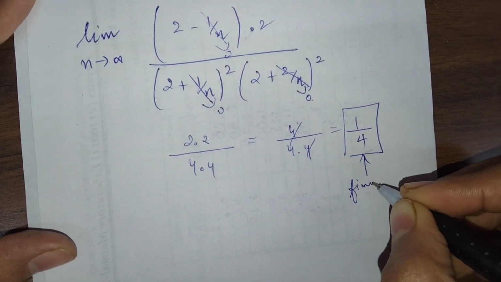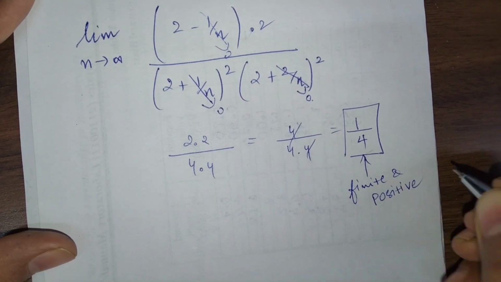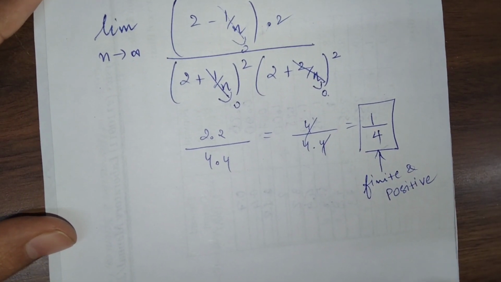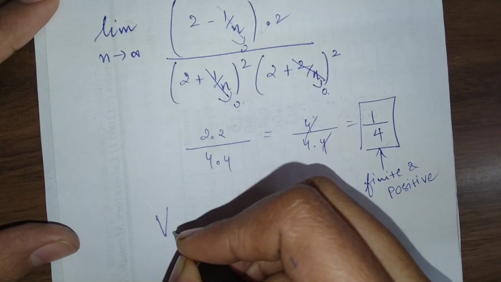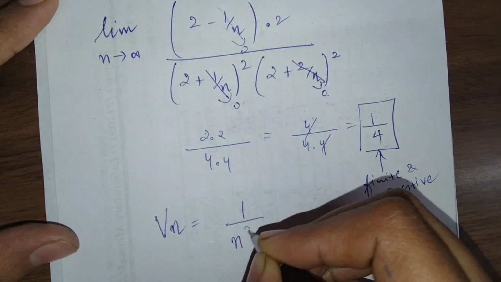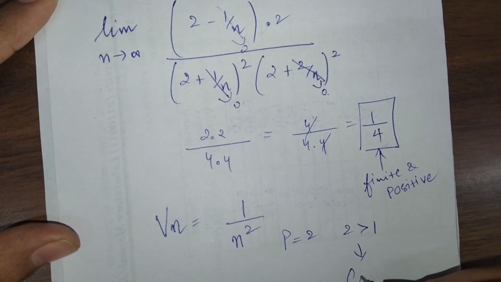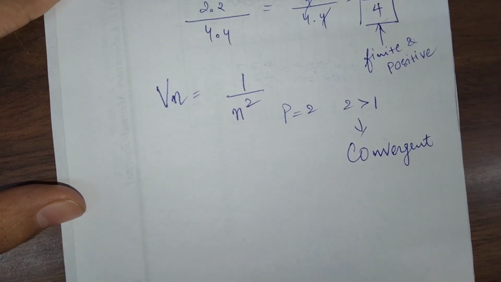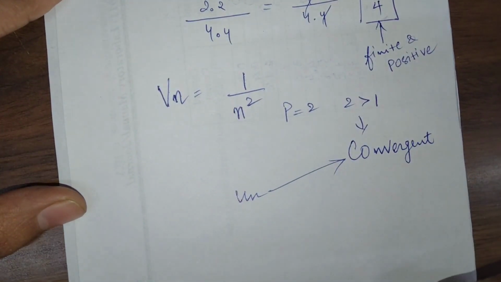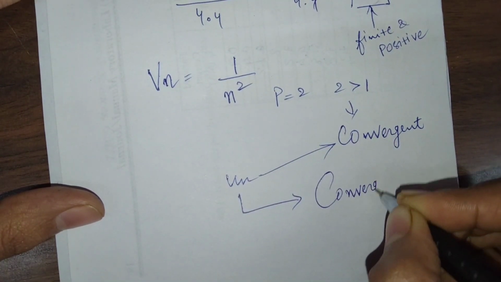And as we got a finite and positive value, we will find vn, and whatever will be the value of vn, if vn is convergent, then un will also be convergent. If vn is divergent, then un will also be divergent. So we will find vn. vn is 1 by n square. So again p is 2 and 2 is greater than 1. So again it is convergent. And as vn is convergent, un is also convergent. So the answer of this question is convergent.